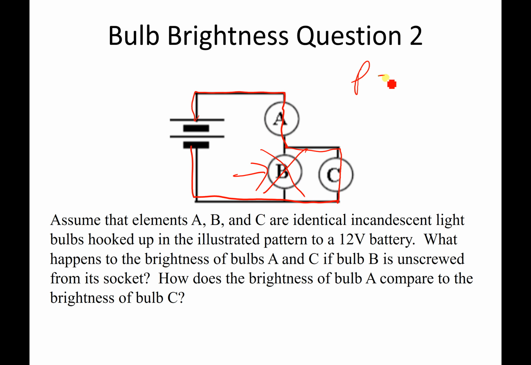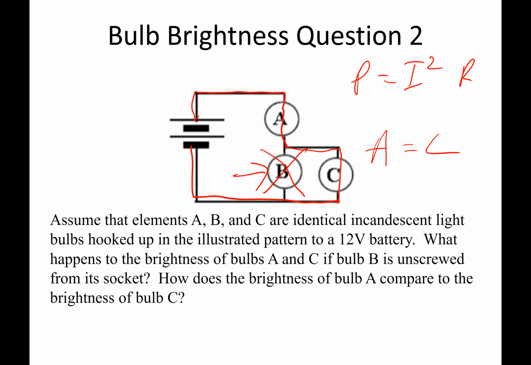Again, use P equals I squared R to guide your thinking. All the current goes through A, all the current goes through C. They're identical bulbs. They have identical resistances. Well, that tells you that the power dissipated at the two is going to be the same. So that means that A is going to have equal brightness to C.